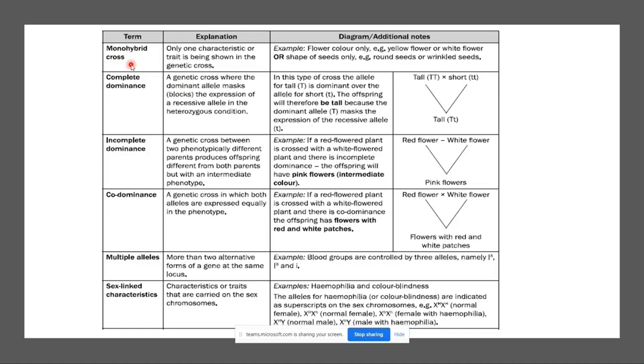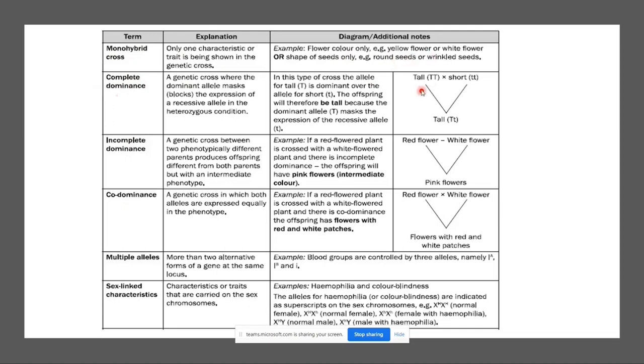They can give you a cross and ask the type of dominance that is shown in the cross. So you need to know the difference between complete dominance, incomplete dominance, and co-dominance. If we look at complete dominance, in this type of cross, the allele, let's use an example, flower color. For example, you get yellow flowers or white flowers.